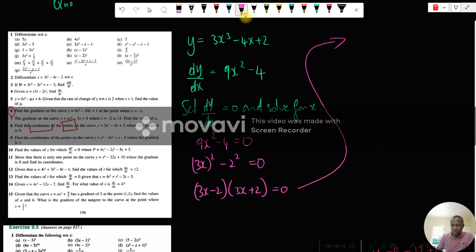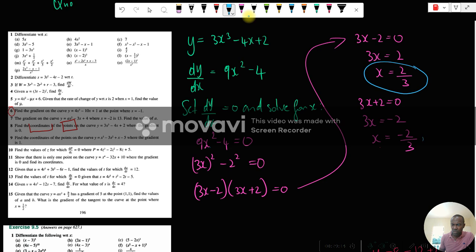So we set 3x minus 2 equals 0. So 3x is equal to 2, and so x is equal to 2/3. That's the first value of x. For the second value, we set the second bracket, 3x plus 2 equals 0, which means 3x is equal to negative 2, and so x is equal to minus 2/3. So these are our two values of x, but of course we're not finished. We need to find the corresponding y values because we're told to find the coordinates of the points, and coordinates imply x and y coordinates.